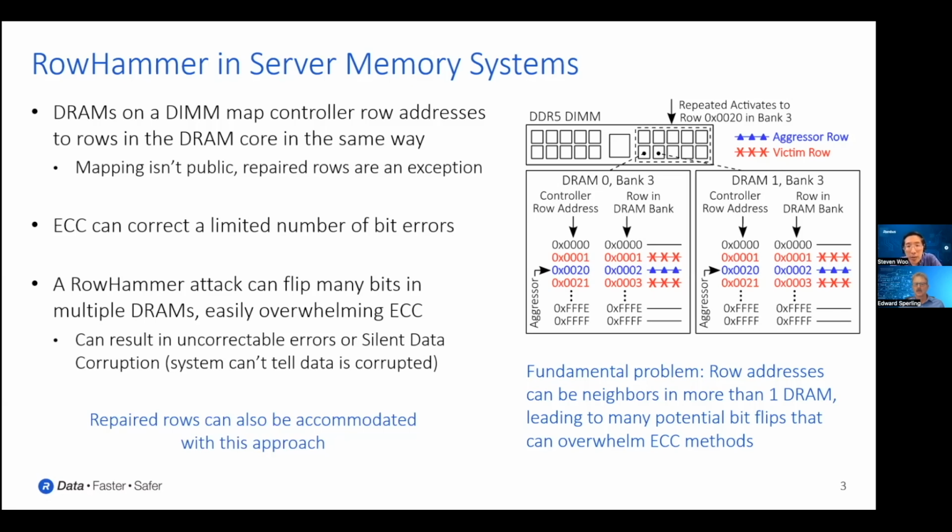Now, I mentioned this thing about repaired rows. We wrote a paper, and in that paper, you can actually see how we accommodate repaired rows. But here we're just going over kind of the basics of the idea. So, from a high level, what exactly are you fixing?